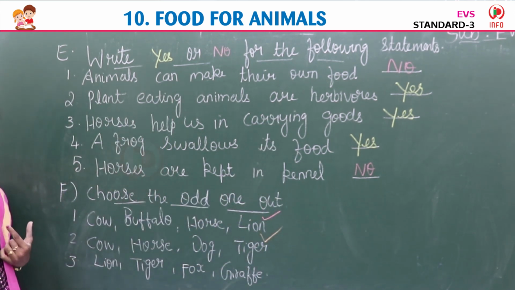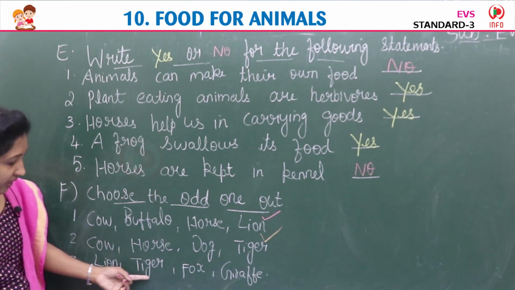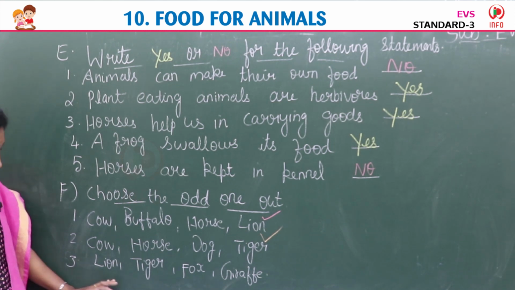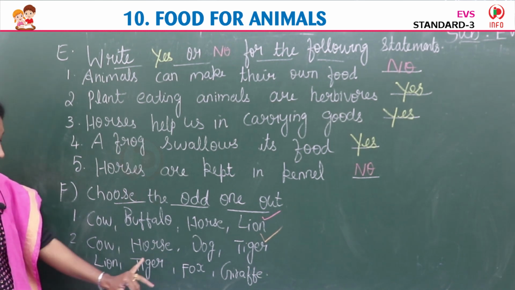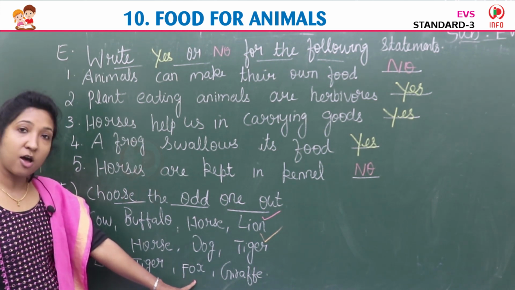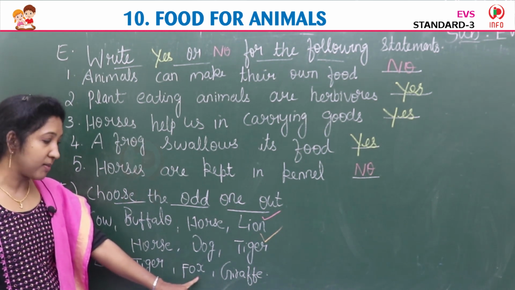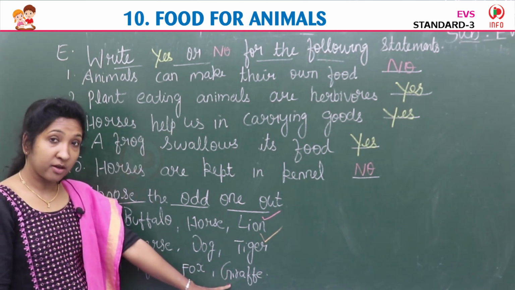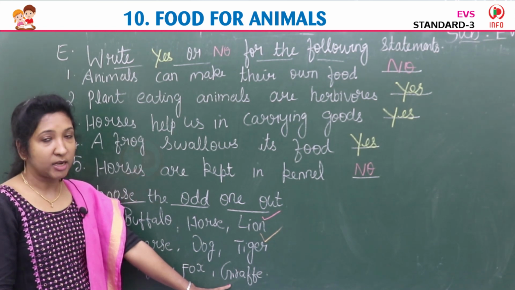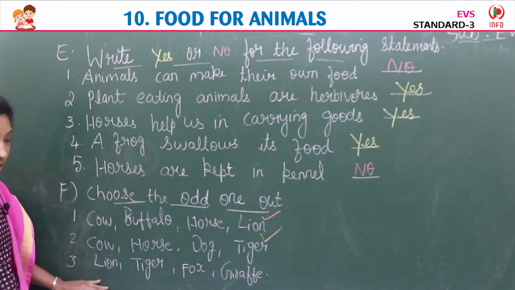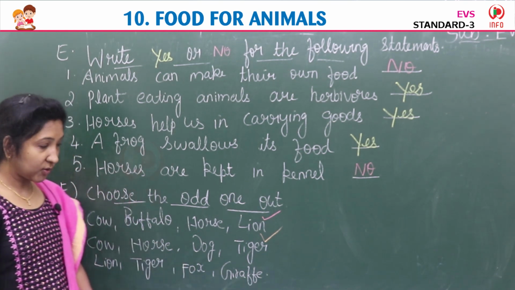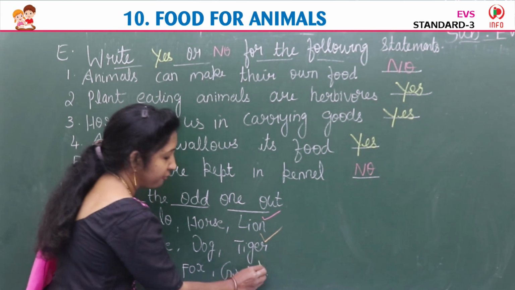Now the third group. Let's see, children. Lion, tiger, fox, giraffe. Lion is a carnivorous animal, it eats the flesh. Tiger also eats flesh. Fox also eats the flesh of other animals. What about giraffe? It eats only plants. It is a herbivorous animal. All the three are carnivorous. This giraffe is a herbivorous animal. So the answer is giraffe.